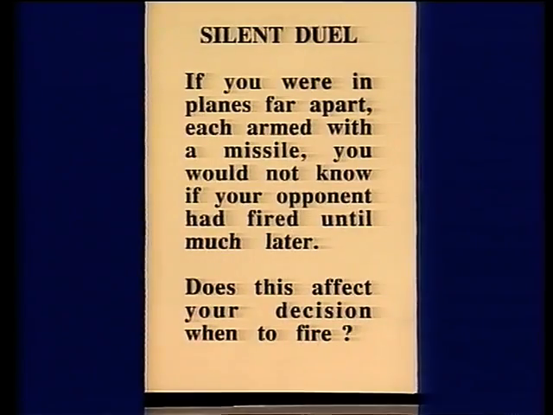Another kind of duel is the silent duel. And here, you don't know that the other person has fired. And an example might be, as shown here, that 2 aeroplanes far apart can fire without knowing that the other plane has already launched its missile. Would this affect your decision when to fire? Well, it can do, and an analysis, which we don't have time to go into, can show that with the same priorities and same chances of hitting at different distances, it does make a difference whether you regard the game as a noisy duel or a silent duel.